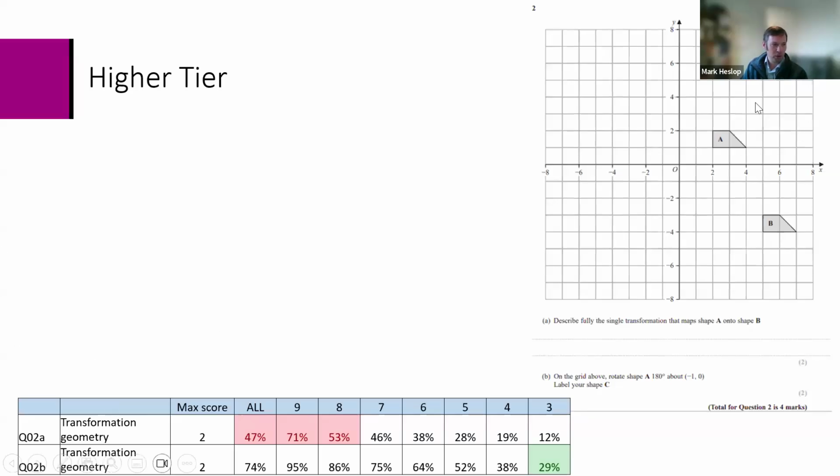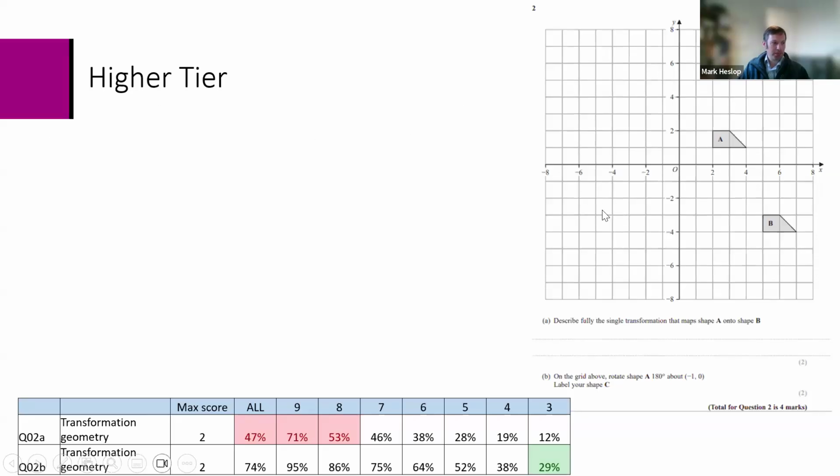Could anyone tell me why more than half the students didn't get the right answer for describing a transformation? Give me a chance to have a quick sip of tea. Please do throw something into the chat. That's a very good point, Bethany. So I'm going to elaborate on that one.